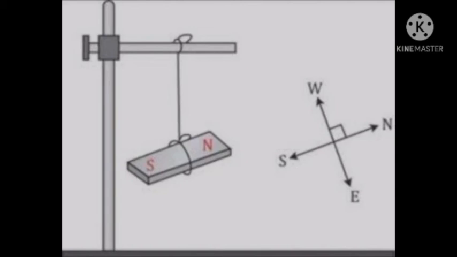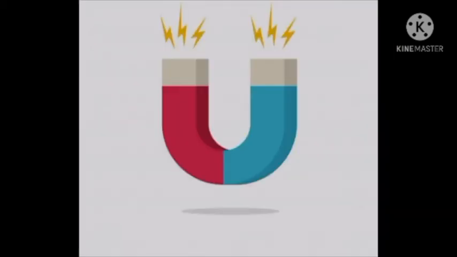Understood? Now, the next characteristic: the end of a magnet that points to the north is called the north pole, while the end that points to the south is called the south pole. The north pole is indicated by the letter N and the south pole is indicated by the letter S.